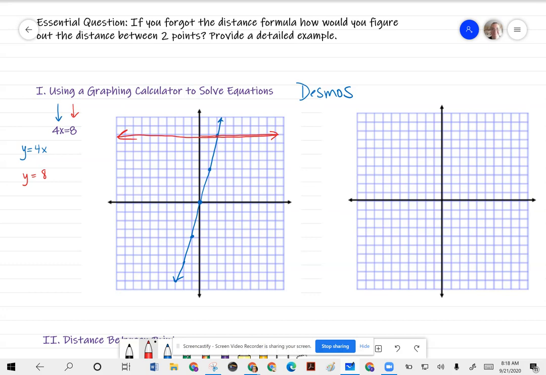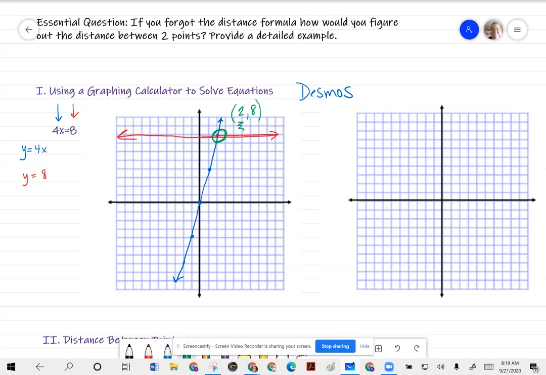You can see that at the intersection, the ordered pair is 2, 8. So the x value 2 is going to give you what equals 8. So the solution here would just be 2. That's what it's going to look like.